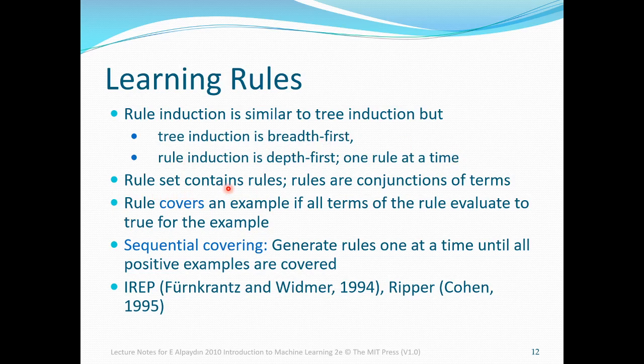A rule set contains rules. Rules are conjunctions of terms. A rule covers an example if all terms of the rule evaluate to true for the example. Sequential covering generates the rules one at a time until all positive examples are covered.